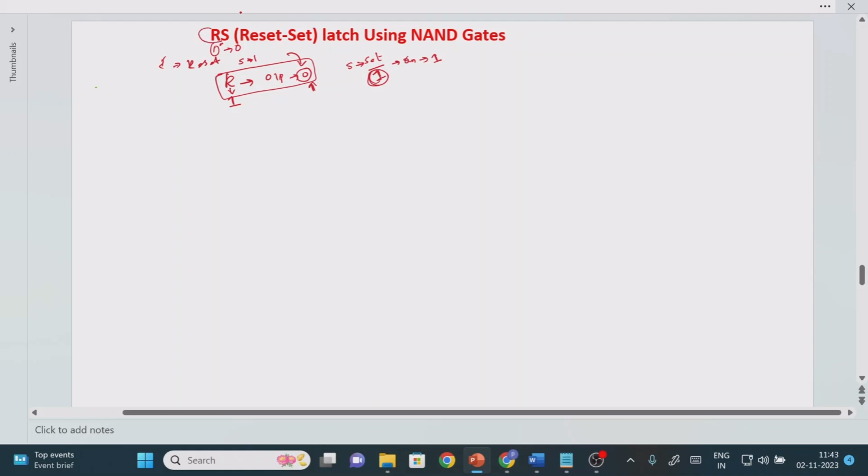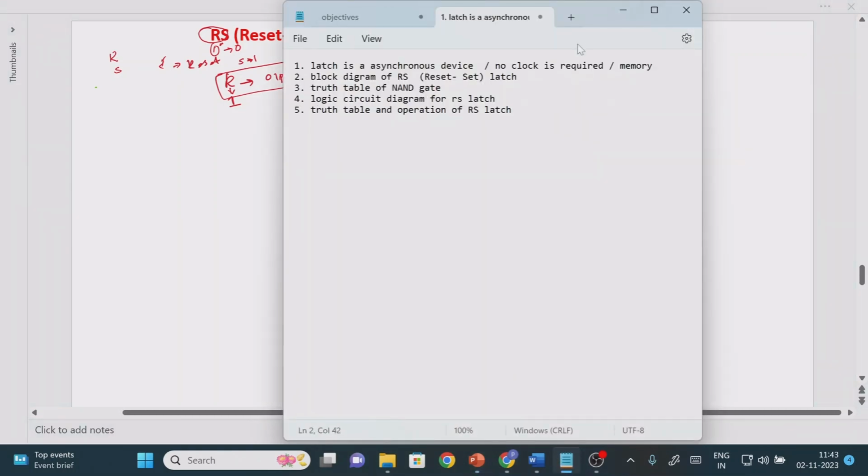Now, how many input terminals do we have? 2 input terminals. One is called R, another one is called S. First we will try to design the basic memory element using the latch operation with the help of the NAND logic circuit diagram. R means reset, S means set. The objective of today's topic is that first we are going to design the memory device using an asynchronous device, nothing but the latch operation. As we know, a latch does not require any clock signal in order to control the memory element operation.